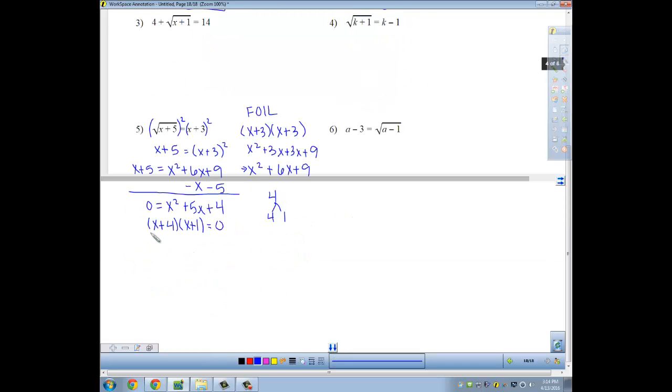And then from there, you just set both parentheses equal to 0 and solve it. So x plus 4 equals 0, which would mean that x equals negative 4.